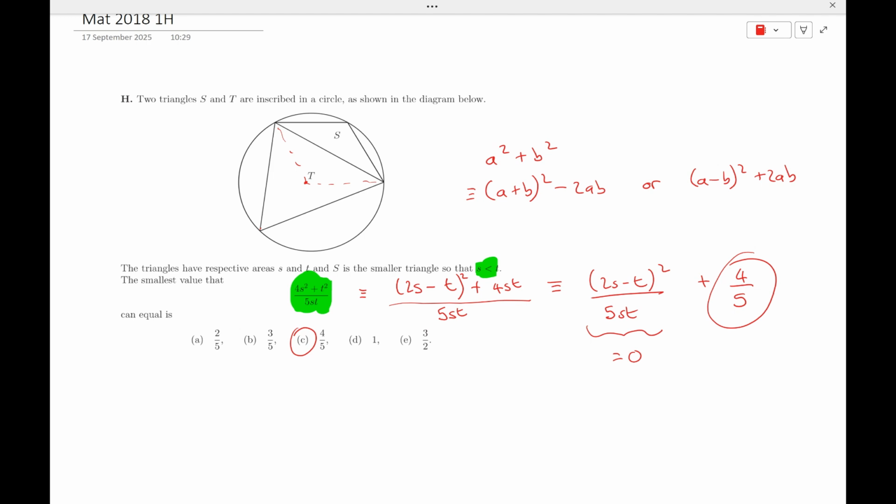But this thing here is an important bit of knowledge to remember, and it's very common in these kind of questions.